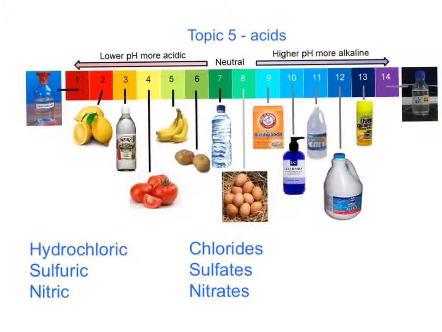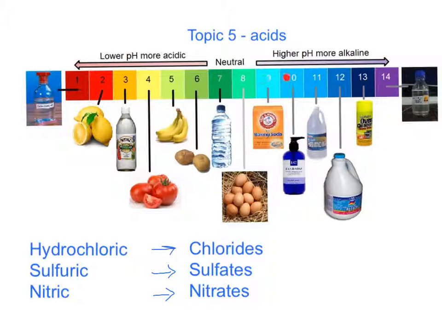If hydrochloric acid is used, we get chlorides, sulfuric acid gives us sulfates, and nitric acid gives us salts called nitrates. They are all around pH 7.